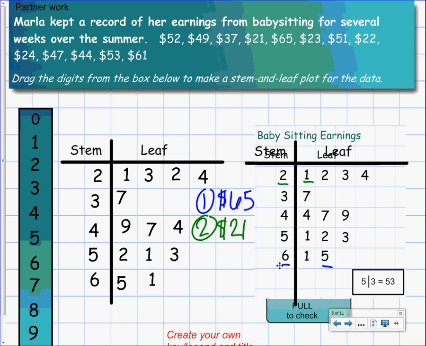The next question said, how many earnings are represented in the stem and leaf plot? So all of the leaves represent 1 earning, so we would just count the leaves. 1, 2, 3, 4, 5, 6, 7, 8, 9, 10, 11, 12, 13. So there were 13 earnings in the stem and leaf chart.